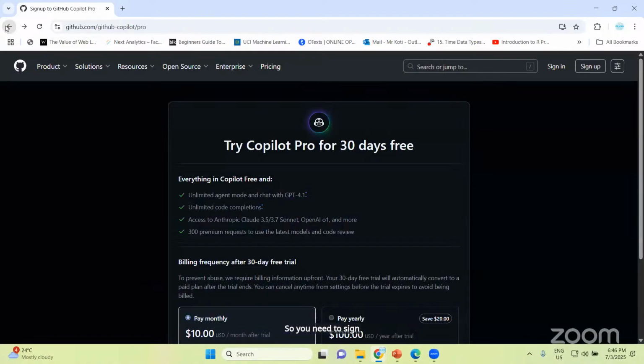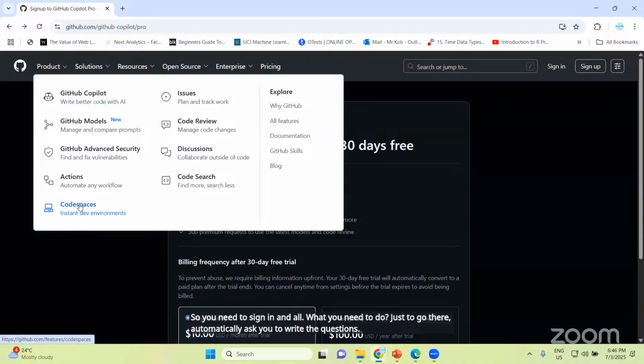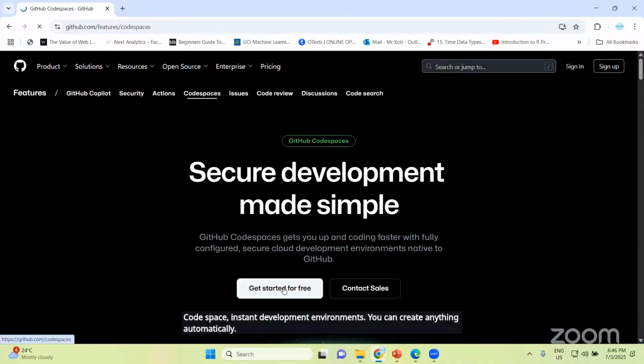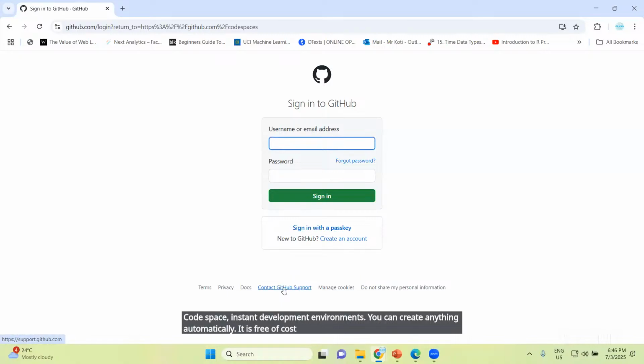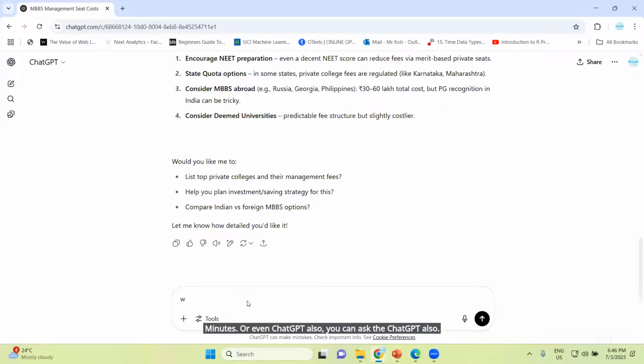What you need to do? Just go there, and it automatically asks you to write the questions. Codespaces, instant development environments. You can create anything automatically. It is free of cost. Just go there and create an account. You can do it in a fraction of minutes. Or even with ChatGPT, you can ask it: tell me a complex program.